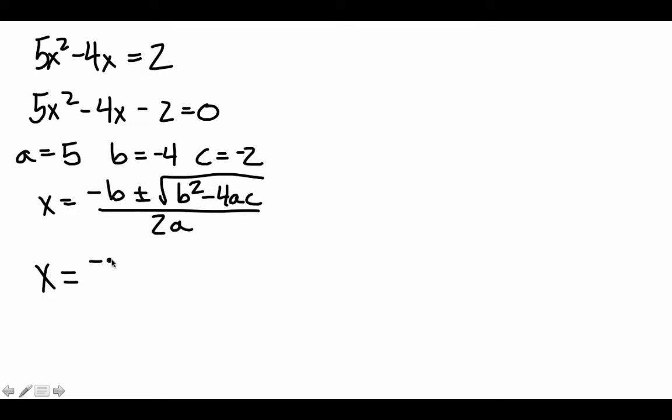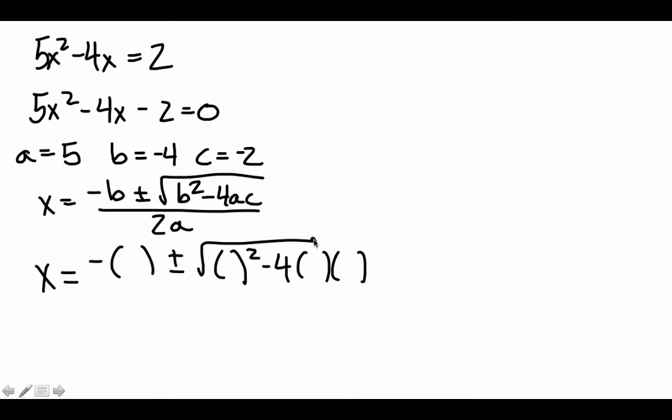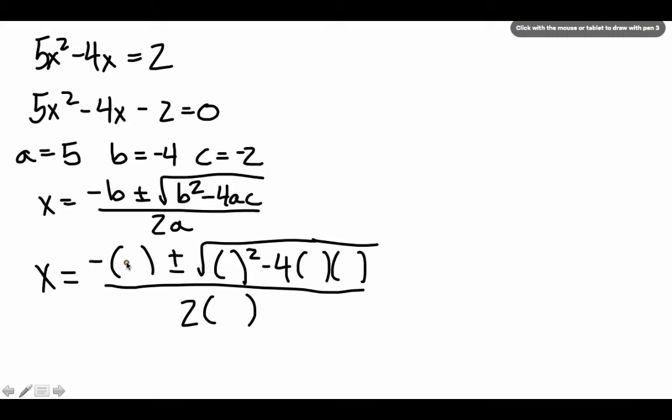X equals the opposite of b plus or minus the square root of b squared minus 4 times a times c, that whole mess, divided by 2 times a. I'm now going to plug in those numbers. So I would have the opposite of negative 4 plus or minus the square root of negative 4 squared minus 4 times a times c, all divided by 2 times a.